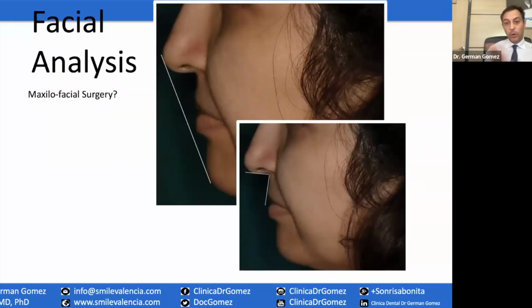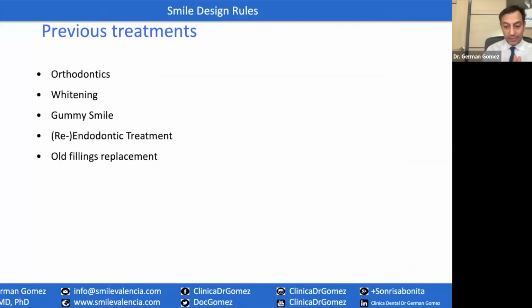Also, look at the face. Maybe the person needs maxillofacial surgery, orthognathic surgery, okay, in order to really get a good smile. Has the patient a class 3? Has the patient a class 2? A very, very pronounced class 2. Okay, so these things are important.